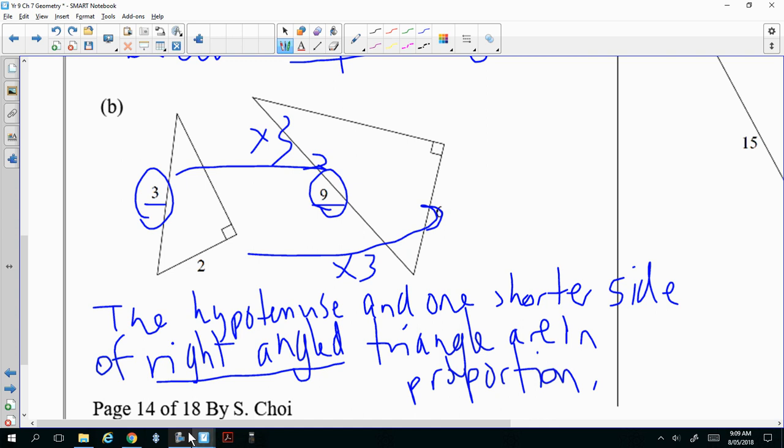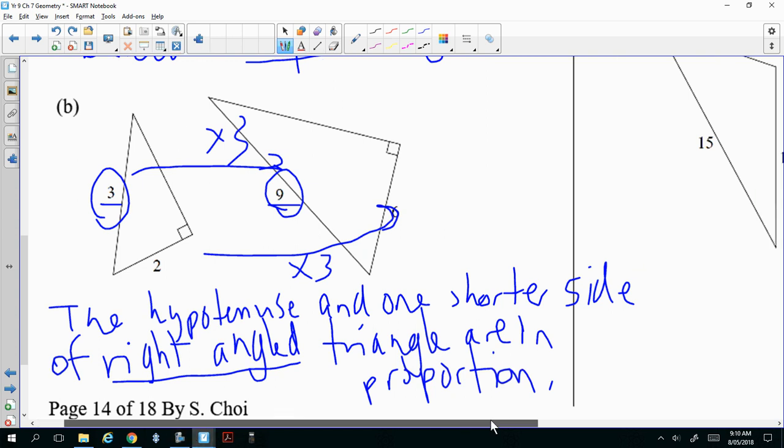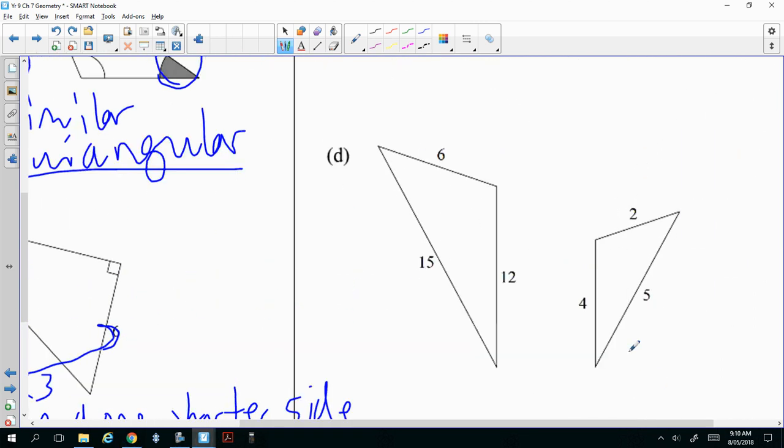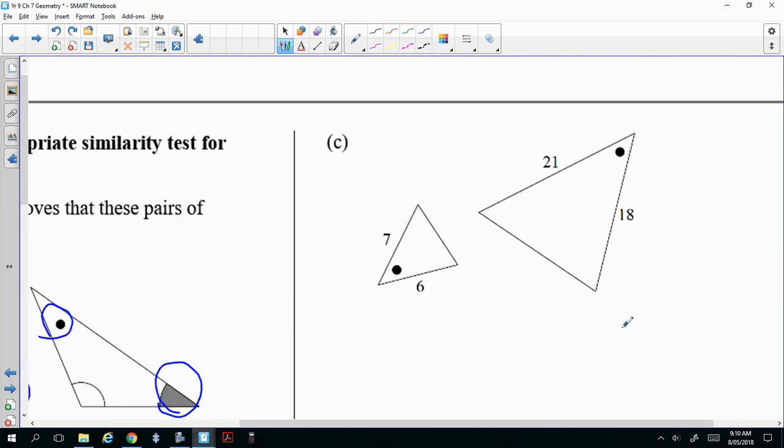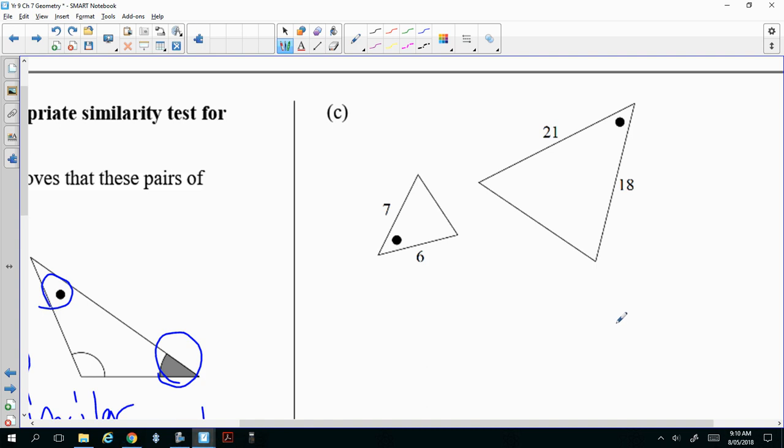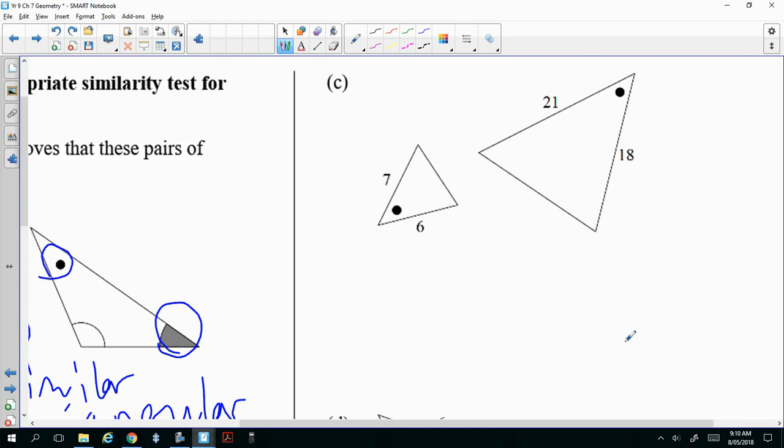All right, let's move on. Next question. Next one is this one. Which test should we use? Test 2. So again, we'll look at the wording. Two sides of a triangle are in proportion to two sides of another triangle, and the included angles are equal.